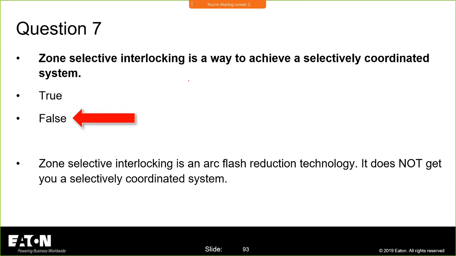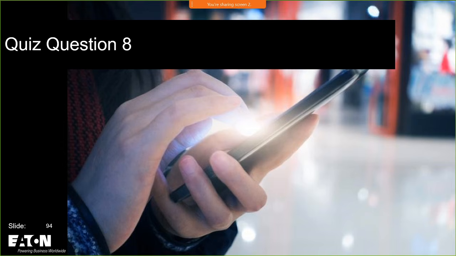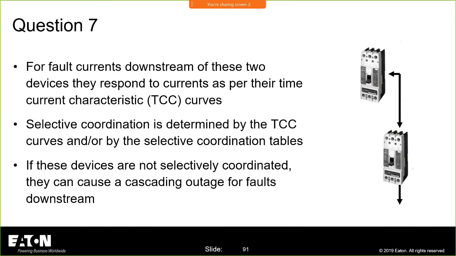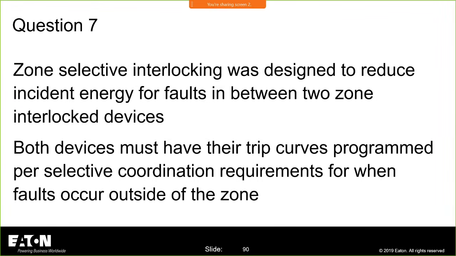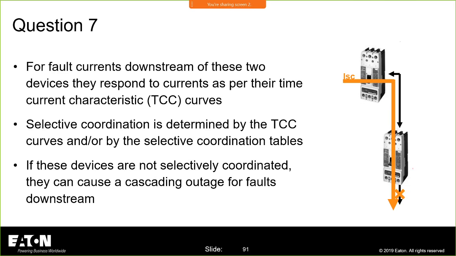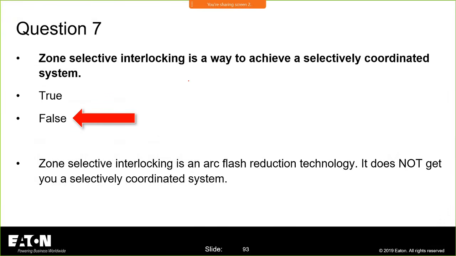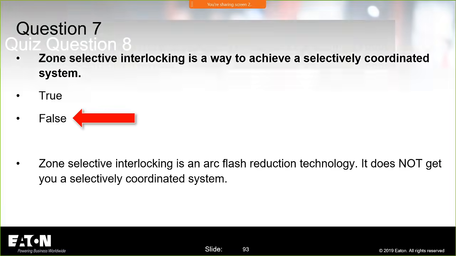Remember, zone selective interlocking is not selective coordination. It is arc flash reduction. All right, so I'm just going to walk through this because I don't think anybody saw this before. So I have a fault downstream of both devices. They will both open if the fault currents are high enough. You get the benefit when you have a short circuit in between those two devices, and the clearing time is right around 0.07 seconds. And so the answer is false.